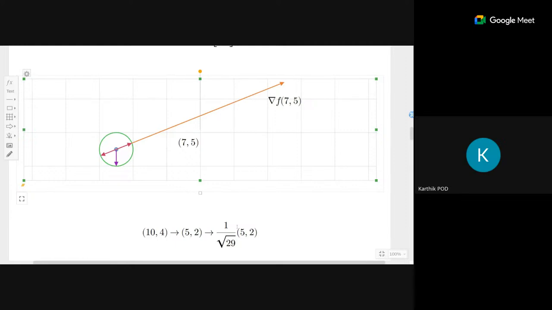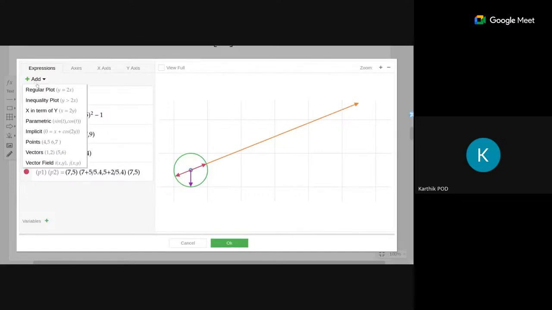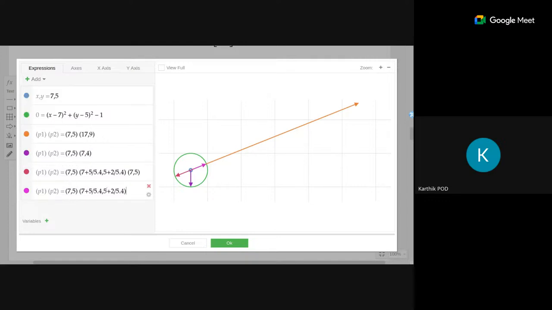So (5, 2) is pointing in the direction of the gradient. Give me a direction which is perpendicular to (5, 2). What will that be? Can you think of a direction which is perpendicular to (5, 2)? (-2, 5). Correct, right? So we'll go ahead and plot that. This is going to be orthogonal to the gradient.